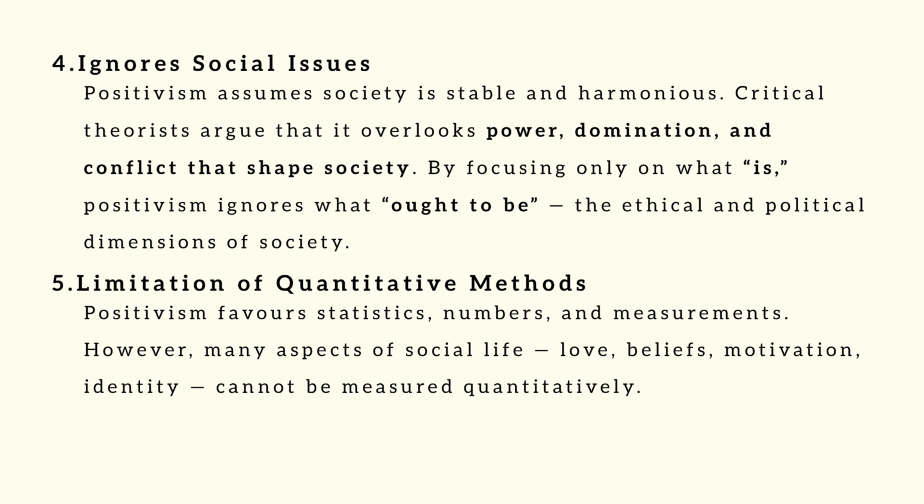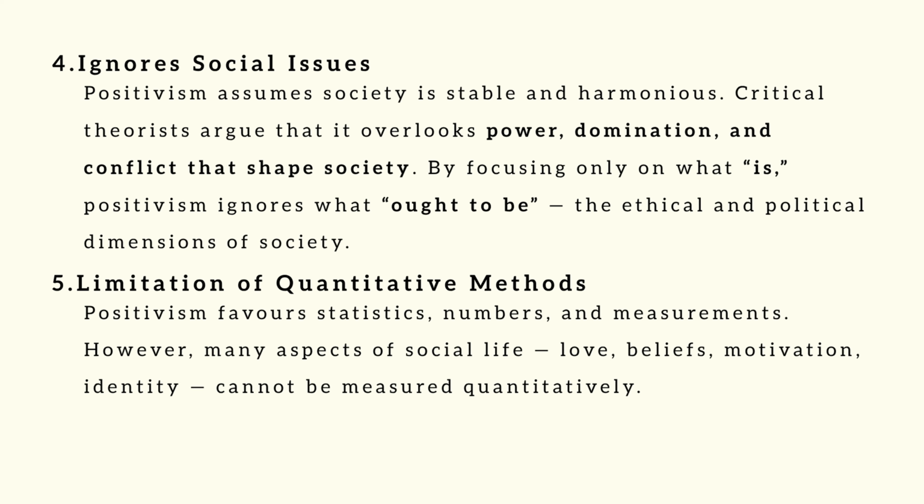Positivism is often criticized for assuming that society is inherently stable, orderly, and harmonious. They focused on how things work rather than why they might be unfair or unequal. However, this way of seeing society ignores a very important reality, that society is not always peaceful or fair. It is full of conflicts, power struggles, and inequalities. Critics argue that by focusing only on what is, positivism overlooks what ought to be. That is, it avoids asking moral and political questions about justice, power, and emancipation.